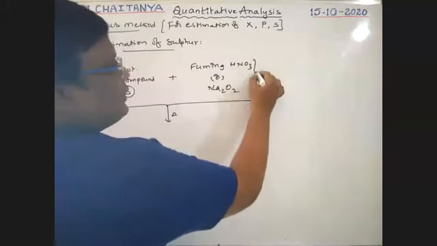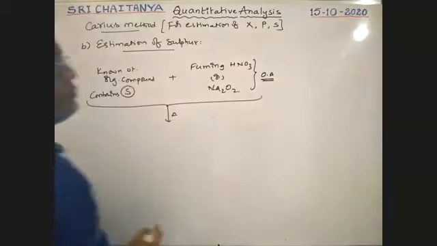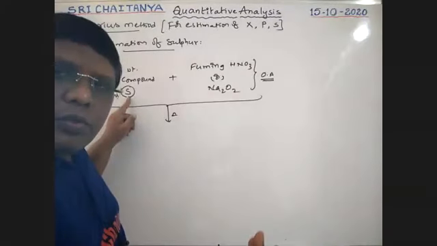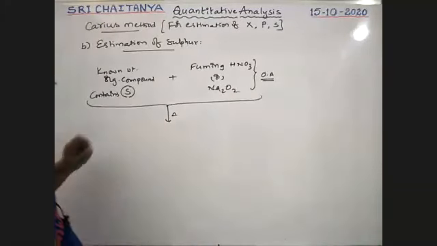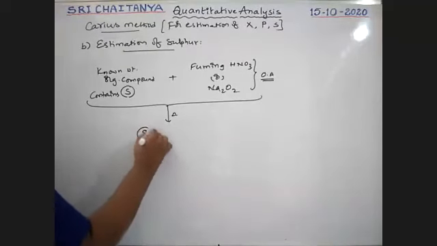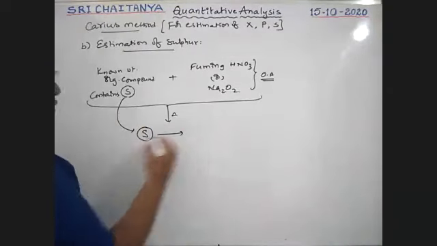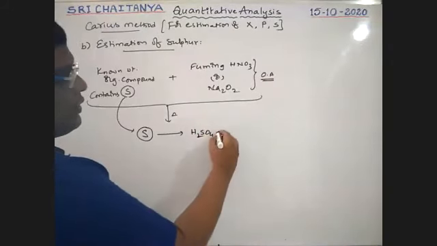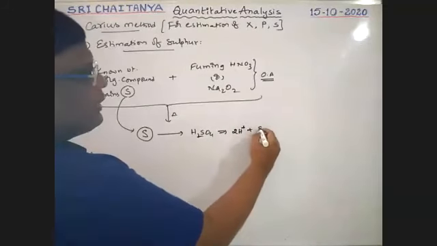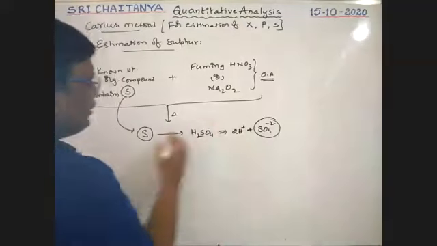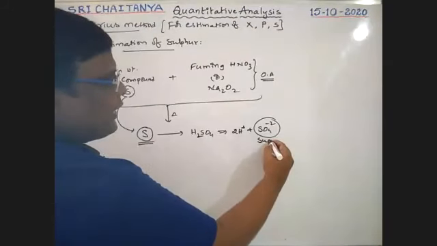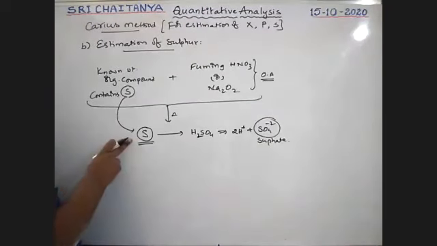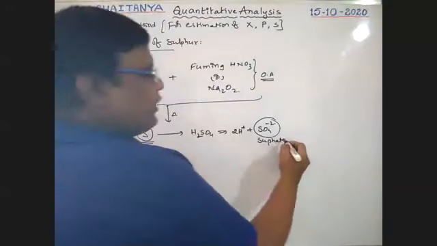Why heated? These two are oxidizing agents, so the sulfur present in the organic compound is completely oxidized to sulfate. That means sulfur from the organic compound converts into H2SO4, sulfuric acid, that is 2 H plus ions and SO4 minus 2 ions. The total sulfur is converted into sulfate.